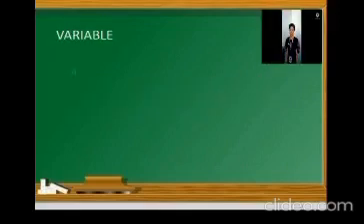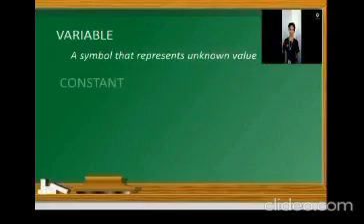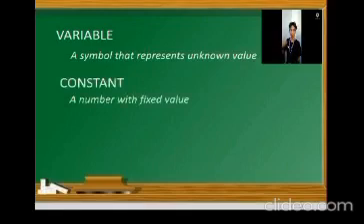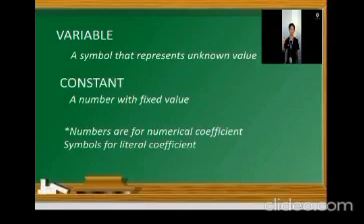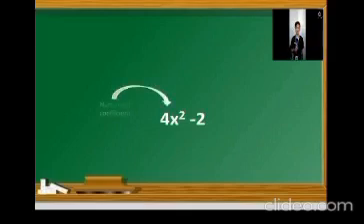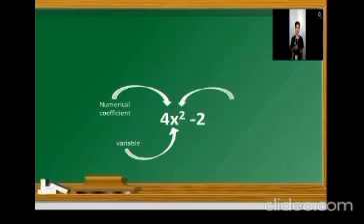A letter in the expression is the variable, and a number with a fixed value is the constant. One example of a polynomial is 4x squared minus 2. The number 4 represents the numerical coefficient. The letter x represents the variable. And the number 2 above the variable x represents the exponent. And the negative 2 is the constant.